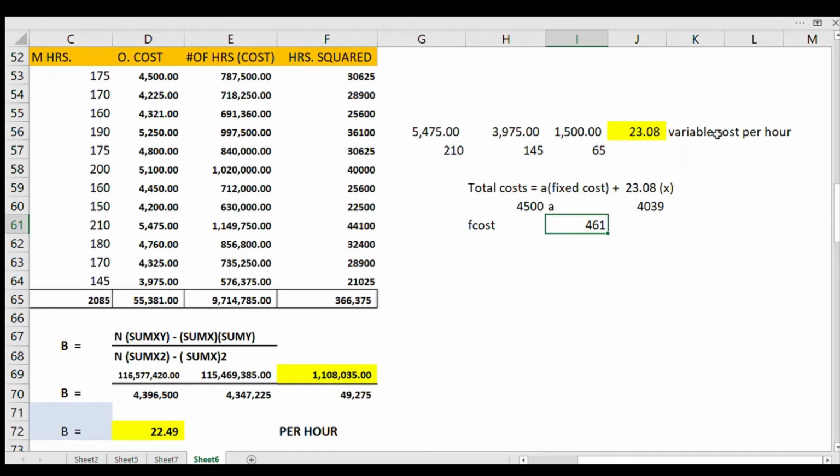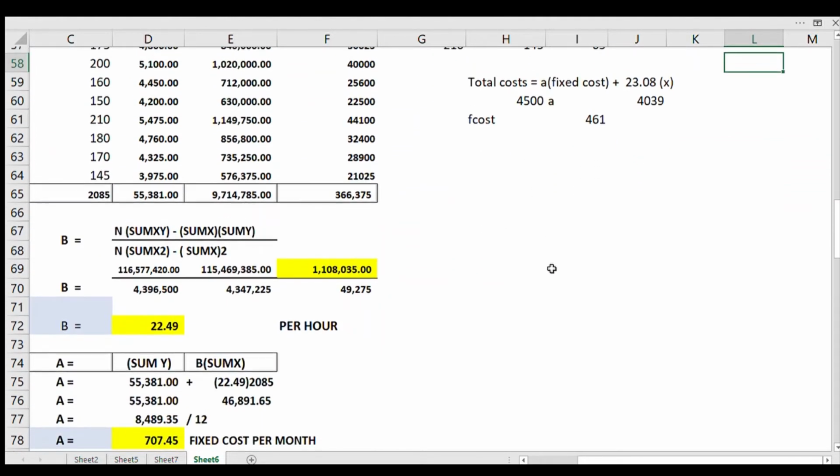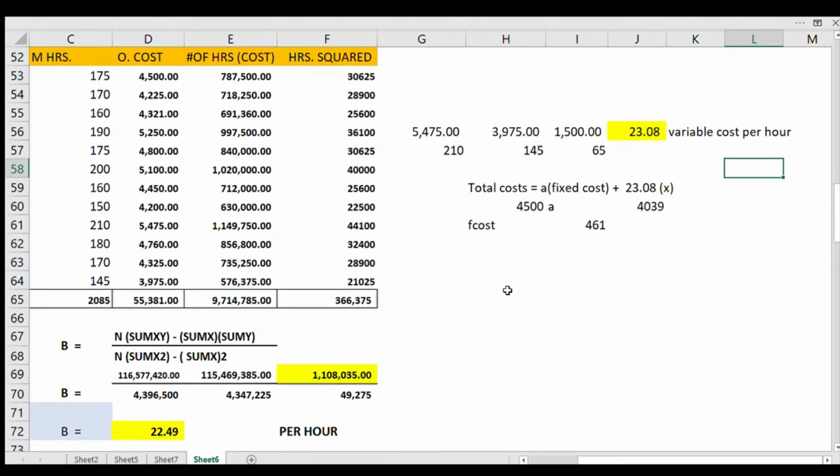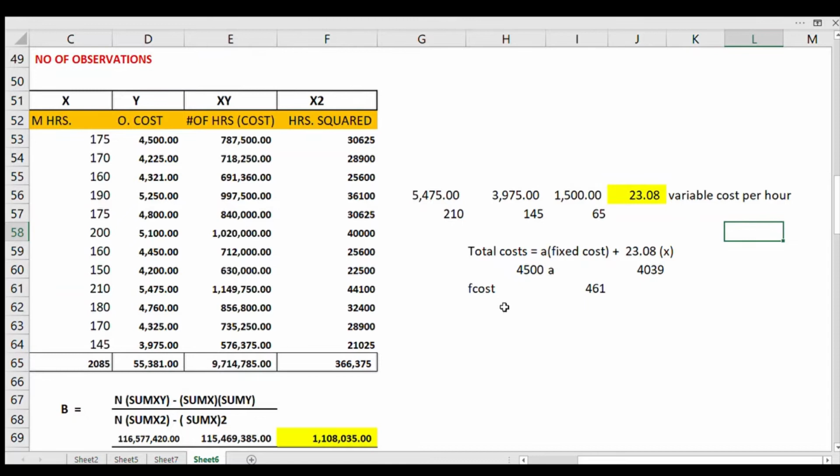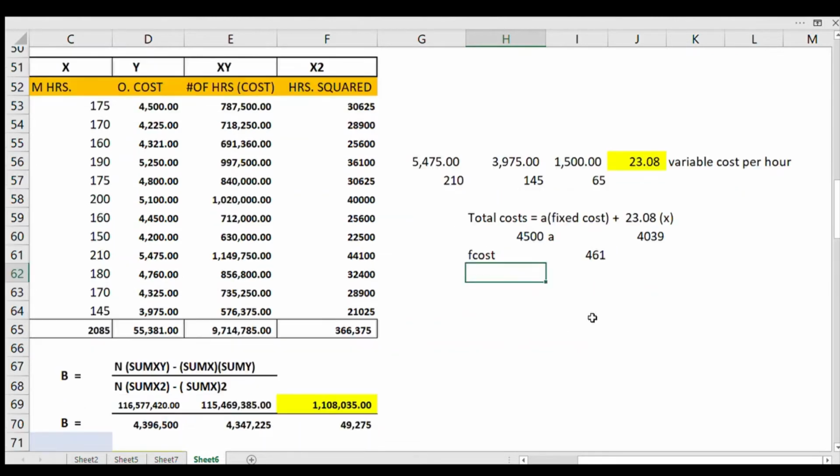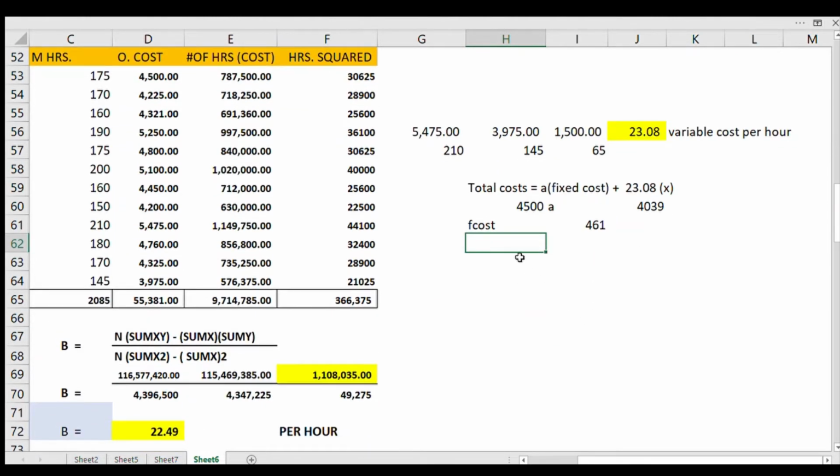Let's check it again because we apply the formula, dito 4,5 ang cost, and we have the per hour, and the number of hours is 175. So let's check kung tama yung ating pinick up. 4,039. So fixed cost is 461. So let's try to get ang total niya, pagka kinuha natin yung 45.